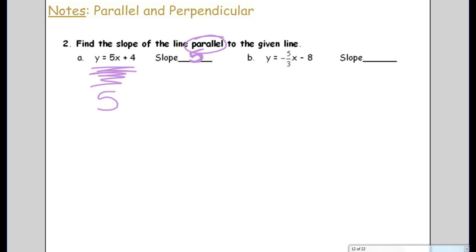My bad. It's okay. Lillian, what's the slope of B? -5/3. Marelli, I want to be parallel to -5/3. What's my slope?